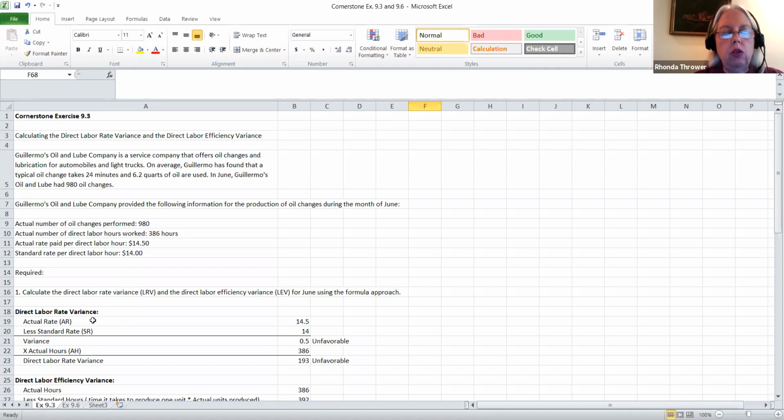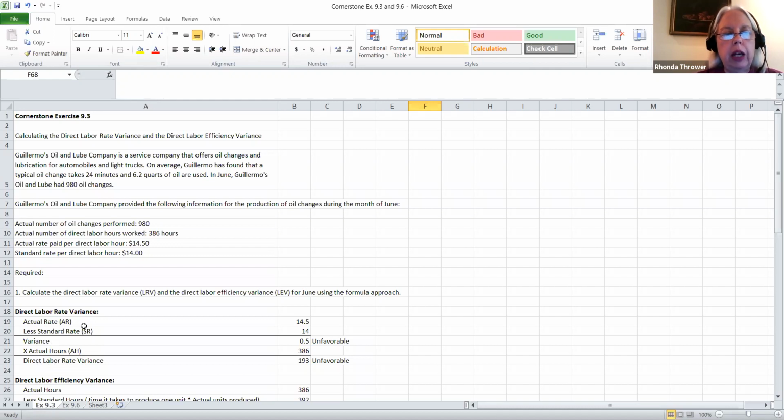To do that, you're going to need to know the formula. The formula for the direct labor rate variance is to take your actual rate, subtract your standard rate or budgeted rate from that, and that'll give you a difference, which we call a variance. The variance then is multiplied by the actual hours to get the direct labor rate variance.